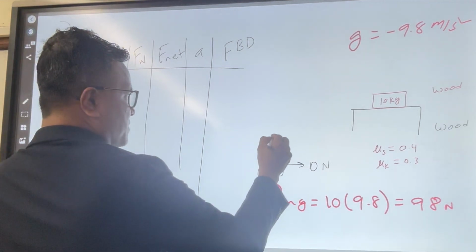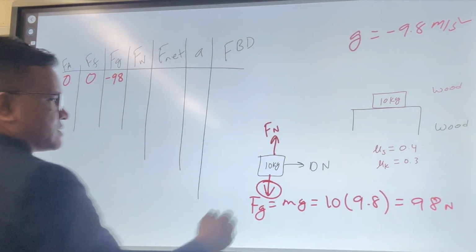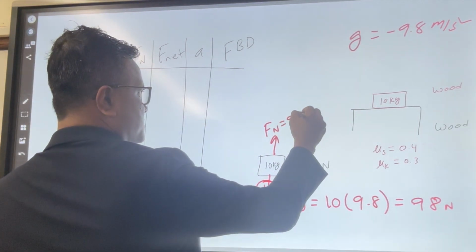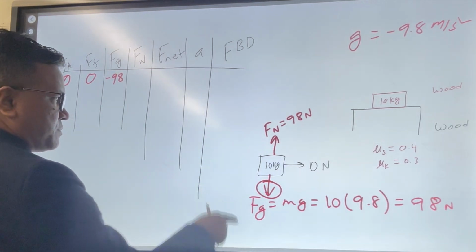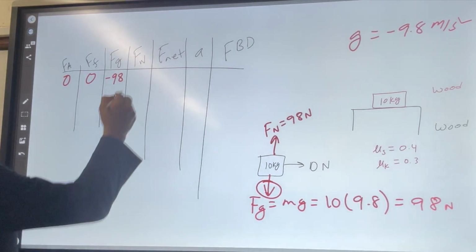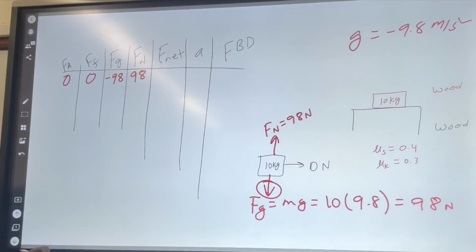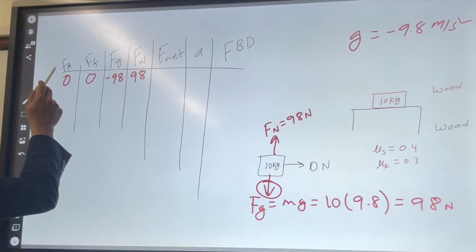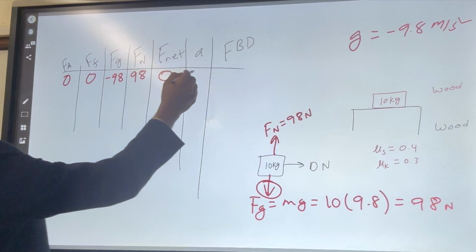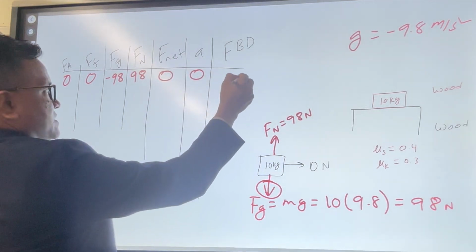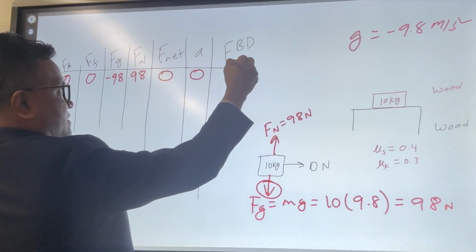Fn is equal in magnitude but opposite in direction. Why is that? Because the object is not moving up and down. Why is that? Because there is no net force. Why is that? Because there is no acceleration. So this is positive 98. F net. What is F net? Fa minus Ff, which is 0. If net force is 0, acceleration is 0. How many forces acting on it? Only 2 forces, Fg and Fn.